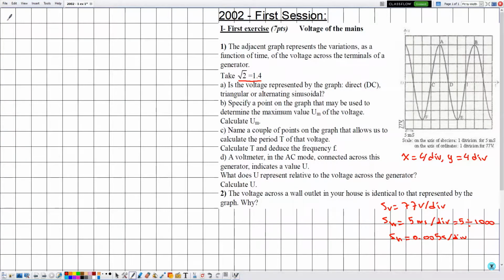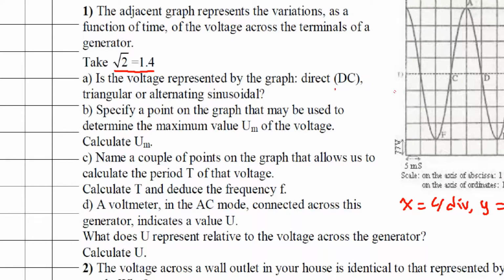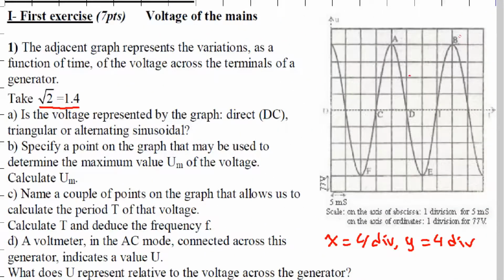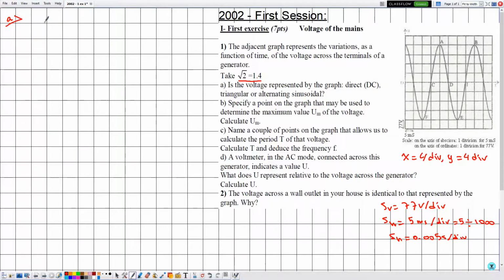Now part A of number 1. Is the voltage represented by the graph direct DC, triangular, or alternating sinusoidal? As we can see, this voltage varies with time, so it is alternating, and the shape is sinusoidal, so it is alternating sinusoidal. Here no need to justify.